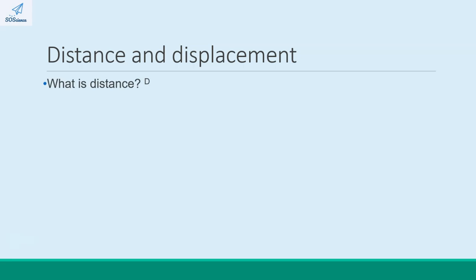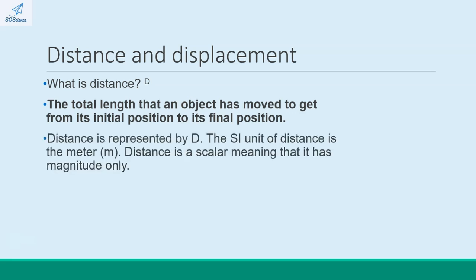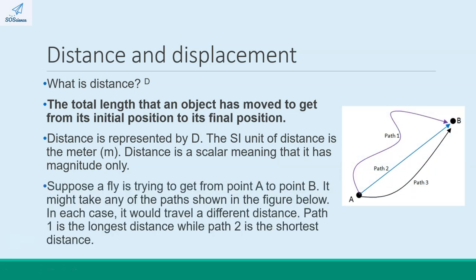Now that we understand that, let's define distance and displacement and look at the differences between the two. So what is distance? Distance is the total length that an object has moved to get from its initial position to its final position. Distance is represented by the letter capital D. The SI unit of distance is the meter. Distance is a scalar, so it only has magnitude, no direction.